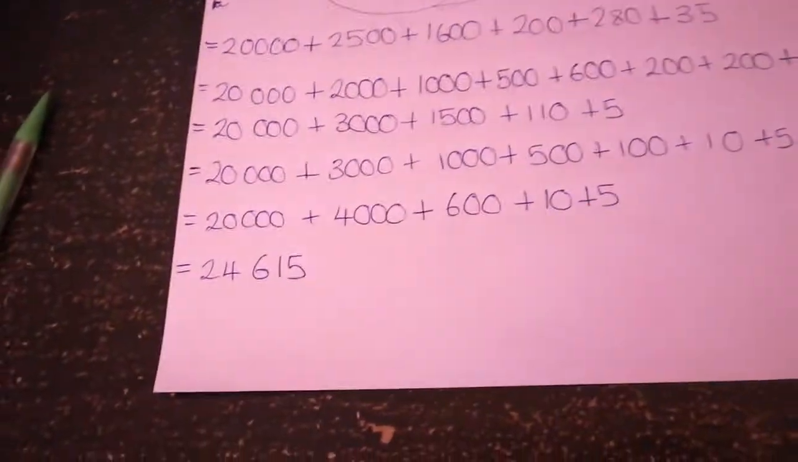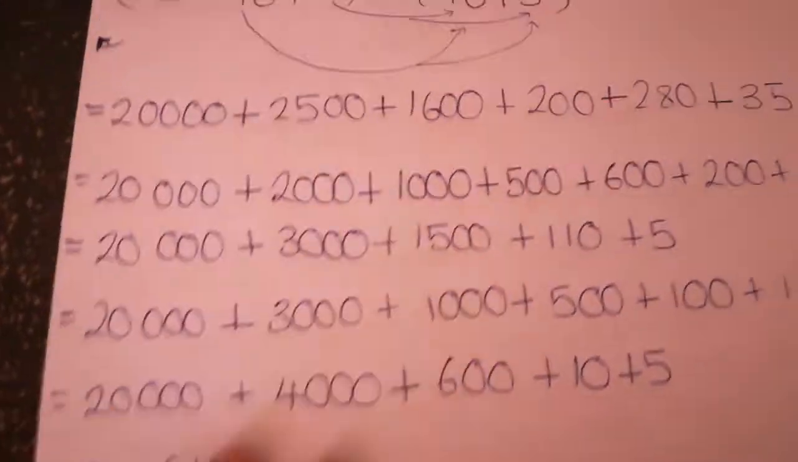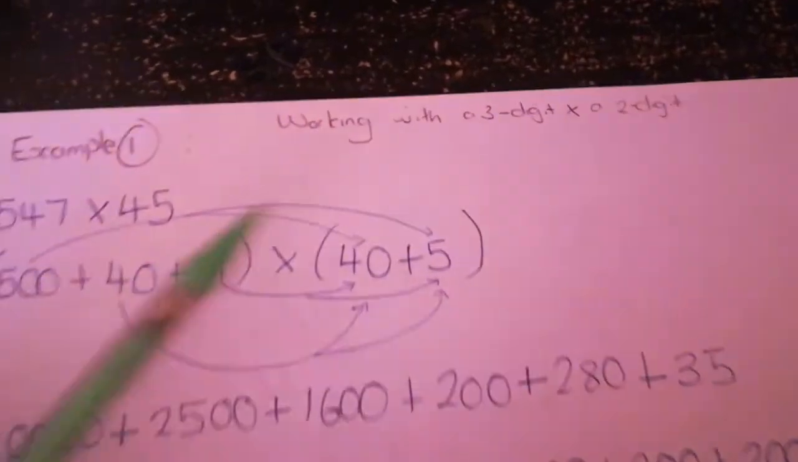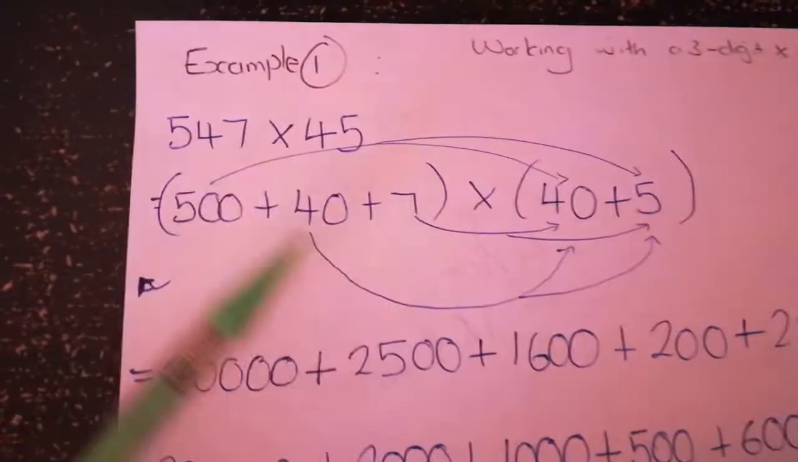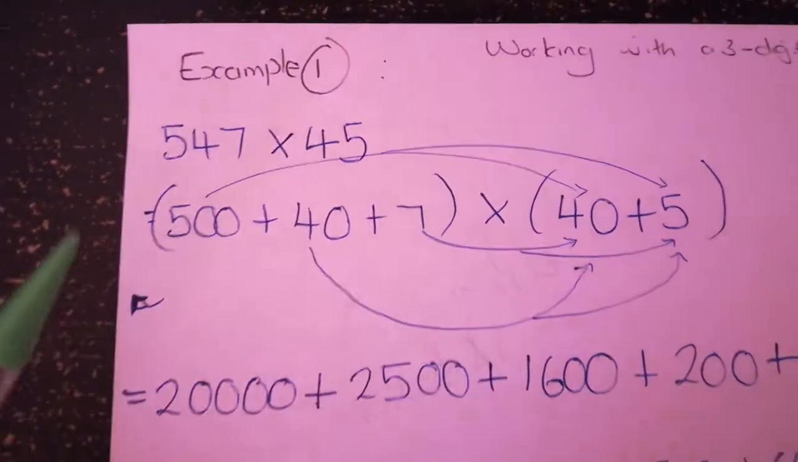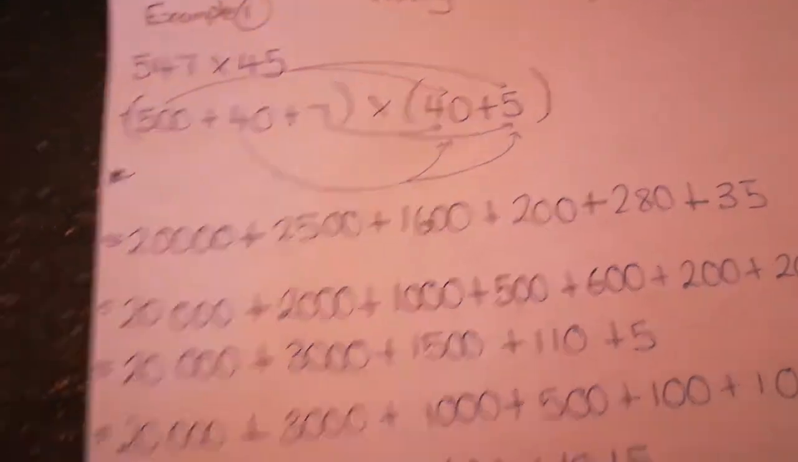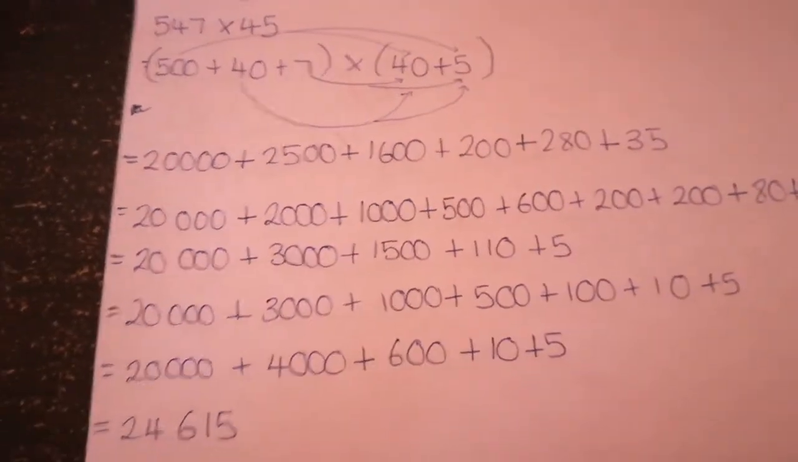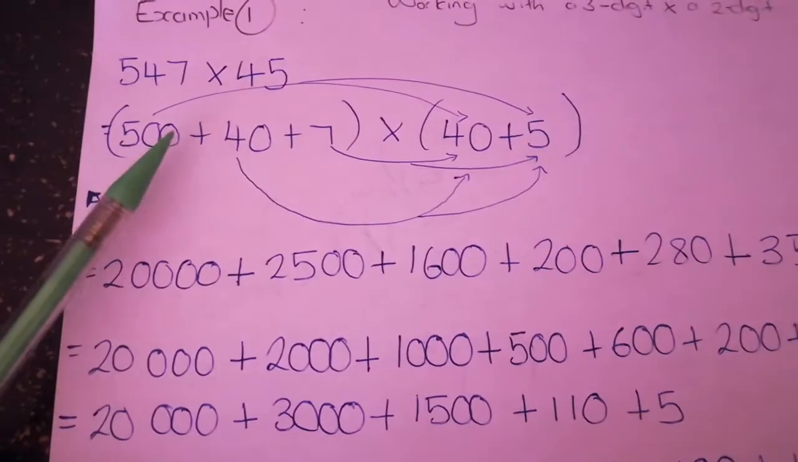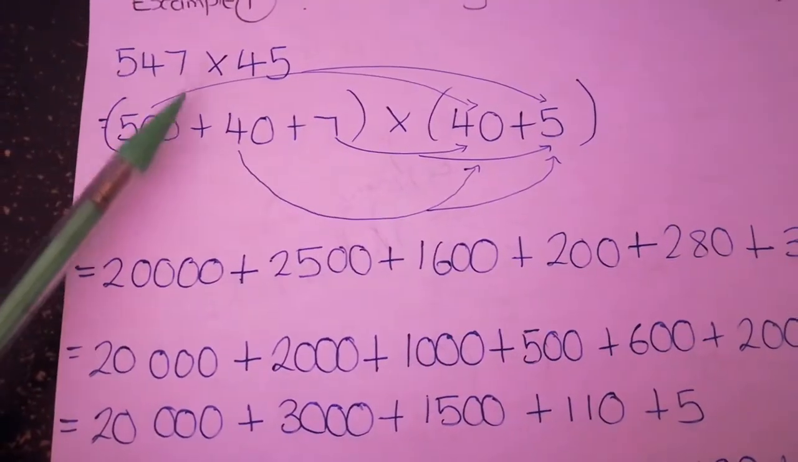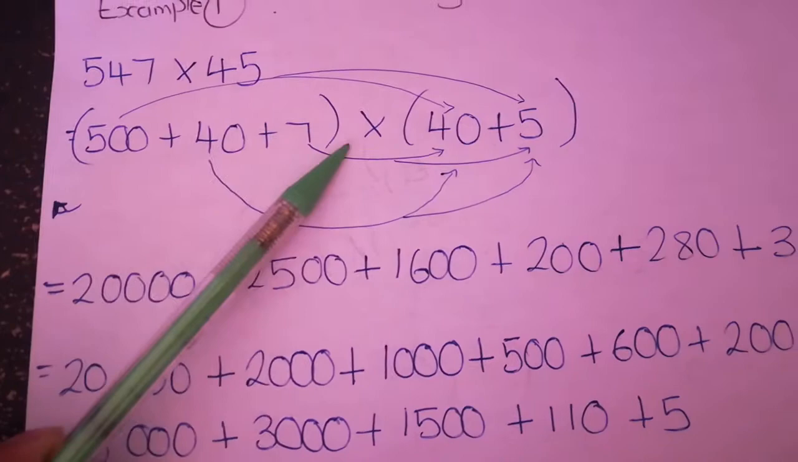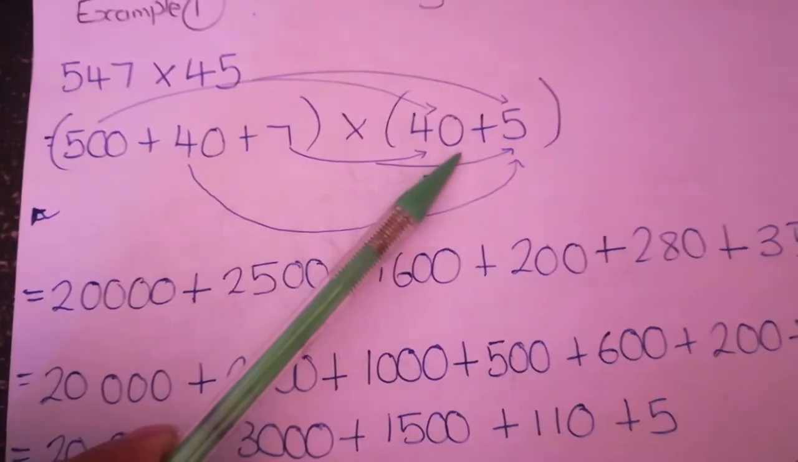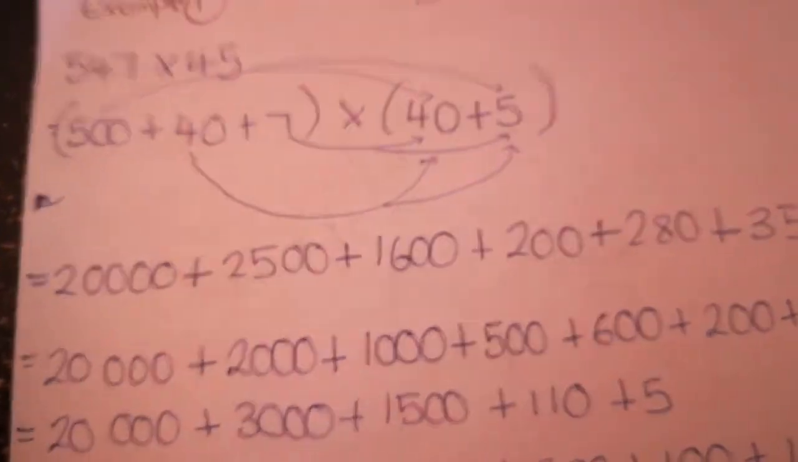Let's look at the next example quickly. Here we are working with a 3-digit number times a 2-digit number. So if you look here, here's 3 digits times 2 digits. Now we are doing the same steps. It's just going to be a little bit more complicated because the numbers are larger. Right, so here we are going to break up the 547 into 500 plus 40 plus 7. We are going to break up the 45 into 40 plus 5. You can also say 50 minus 5.